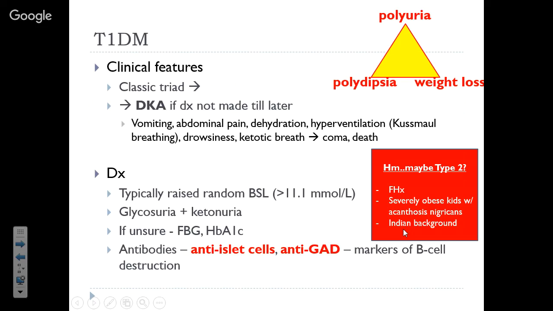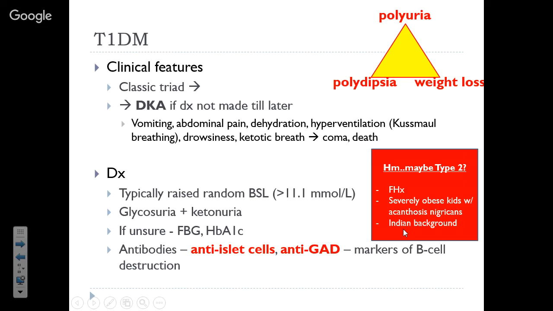If they're unequivocal or if the clinical picture is not very clear, you can consider a fasting blood glucose or HbA1c to look at the blood sugar control over the past 3 months. And because it's an autoimmune disease, antibodies can identify the presence of type 1 diabetes. So anti-islet cell antibodies or anti-GAD antibodies are markers of that destruction of the B cells.